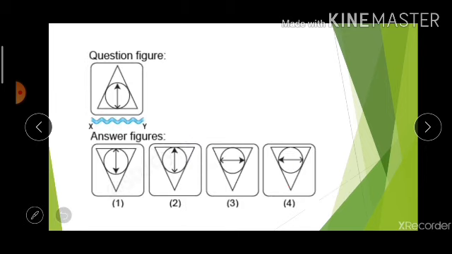Now in this question figure you have a triangle. So in the answer figure for the water image you will have an inverted triangle. In all the options you have an inverted triangle. So far so good.